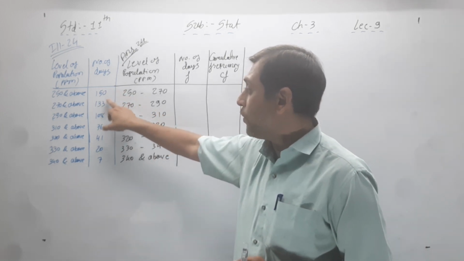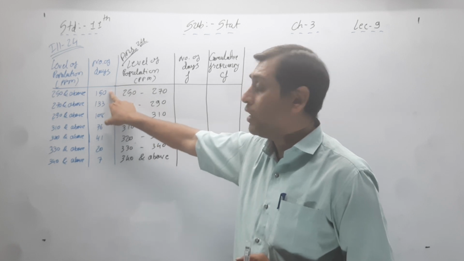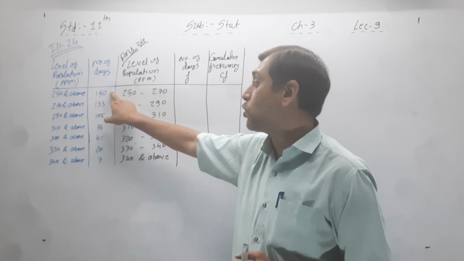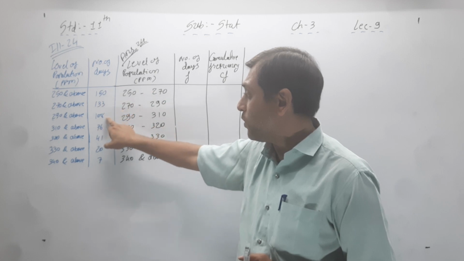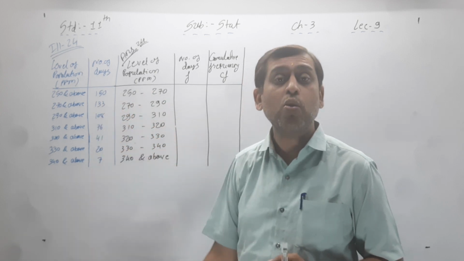Between 150 and 133, which is the highest value? That is 150. So you have to subtract these minus these, these minus these, these minus these, and so on.